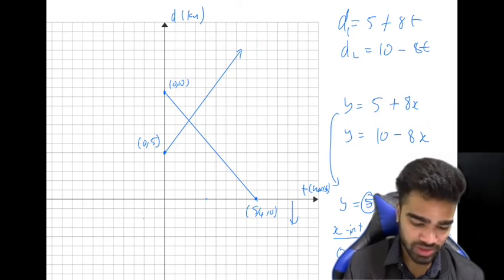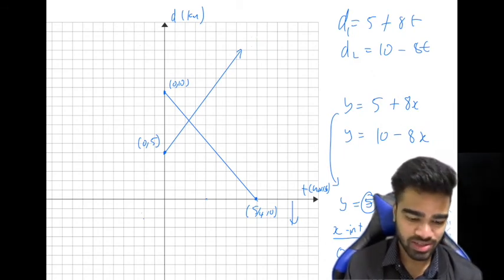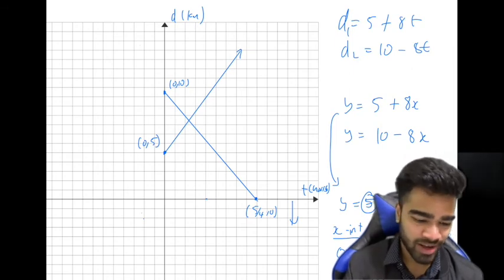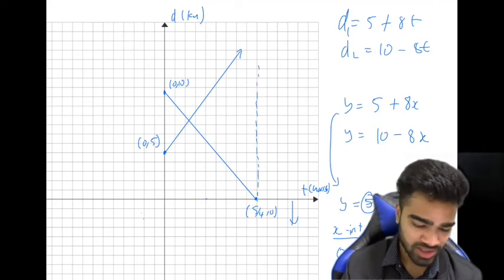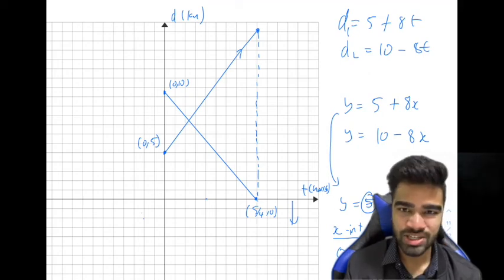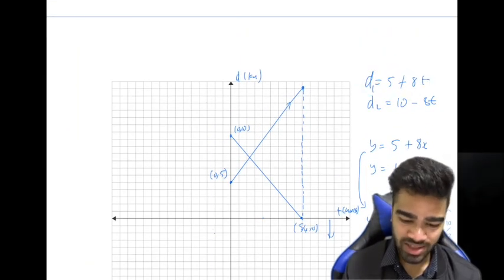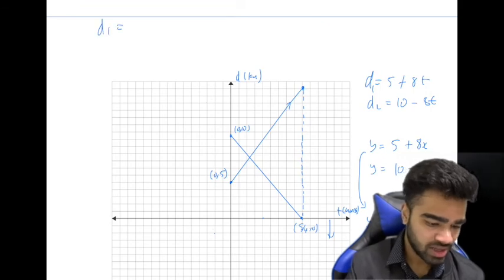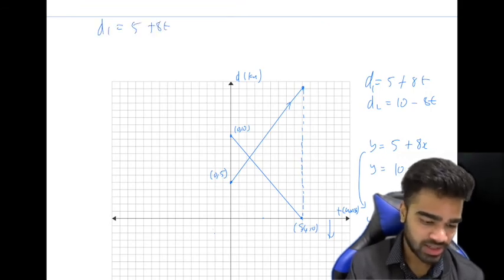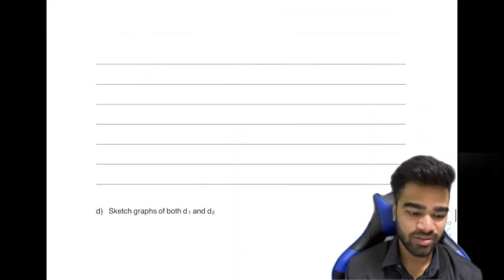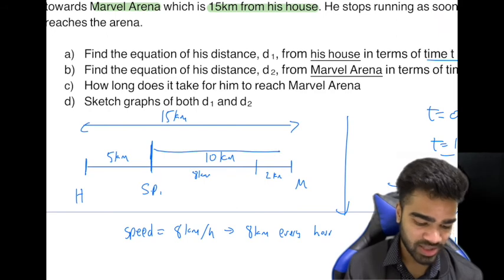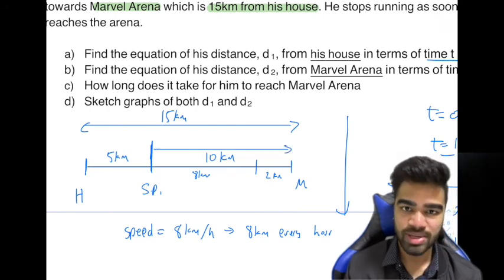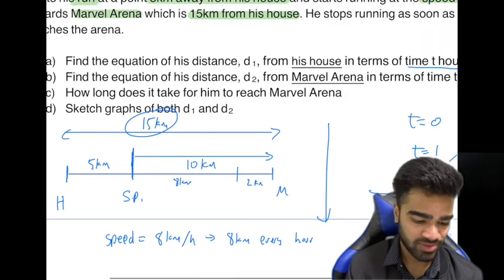Well, he stops pretty much when he gets to the destination, when he gets to Marvel Arena. When does he get to Marvel Arena? At this point, when time is equal to 5 on 4. So pretty much you can just map it like that and guesstimate. But I find that's a bit dodgy. Doesn't really make sense. So what we're going to use is this equation instead, the first one. So D1 is equal to 5 plus 8t. So when does he get to Marvel Arena? Well, if you go back to the diagram, this is the starting point. The distance from his house should be 15 when he gets to Marvel Arena, because it's 15 kilometers.